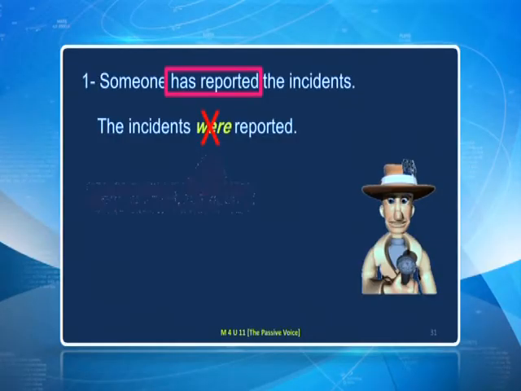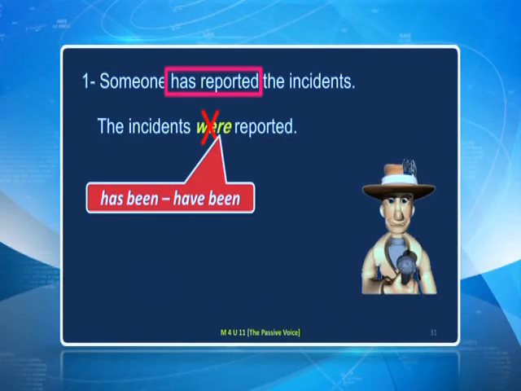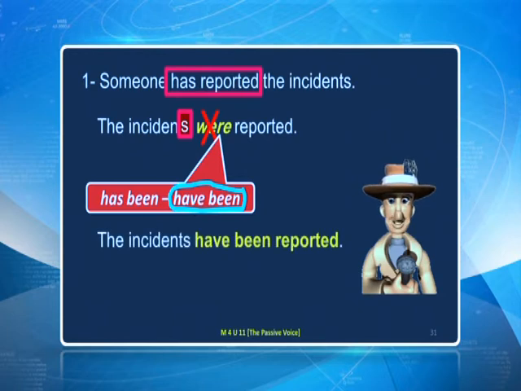So the correct sentence should be has been or have been. Why? Because the original verb is put in the present perfect. Now, this s is extremely important because it will give you the chance to choose only one choice, which is have been, because the object here is the incidents, which is put in the plural. So the correct answer is: the incidents have been reported.